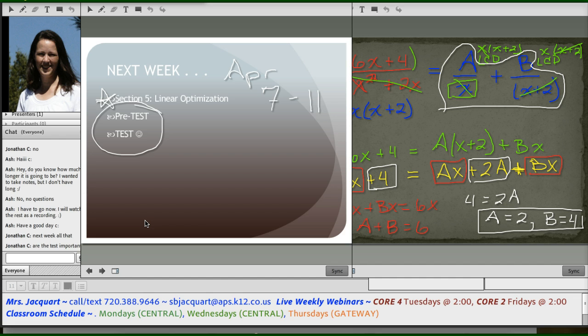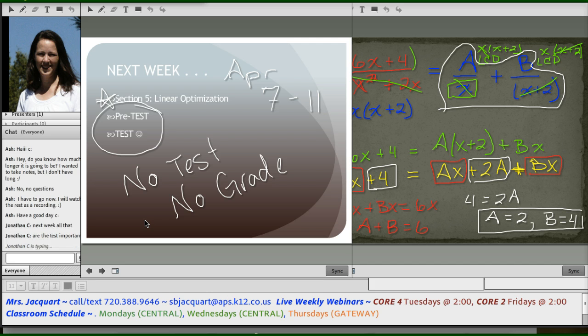The test, remember, and that's a really critical point, you don't pass the test, you don't pass my class. No test, no grade. So yes, the tests are important. And so make sure that you get it done.